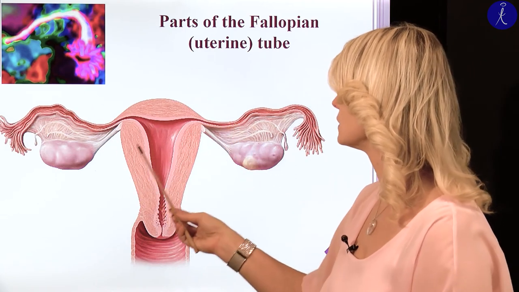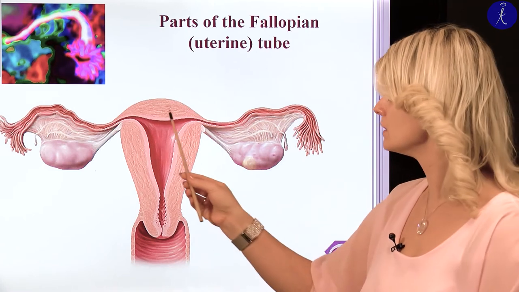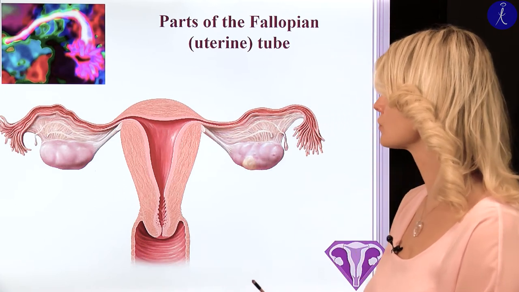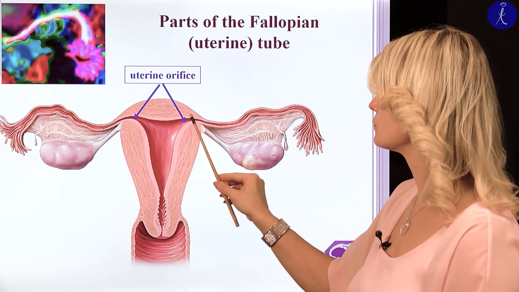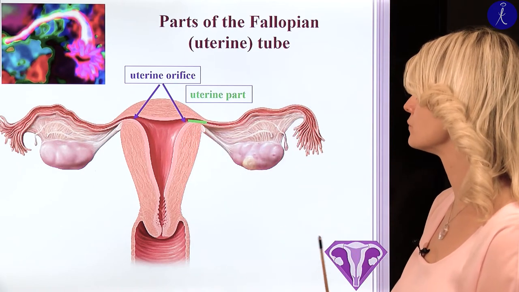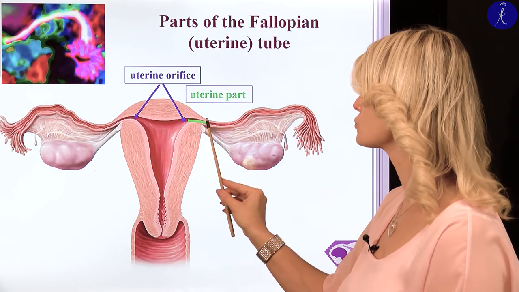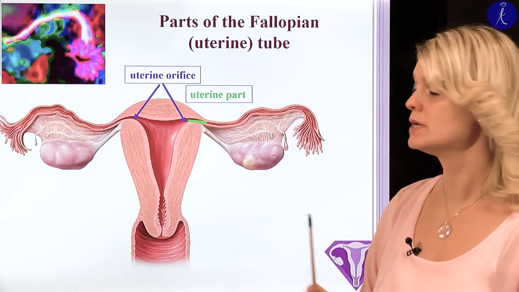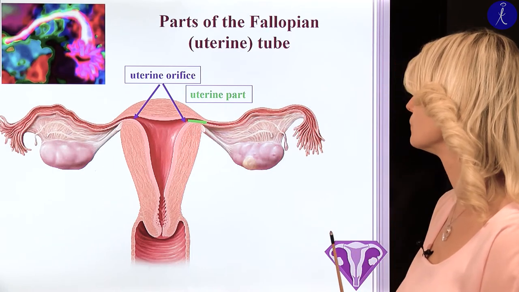Now, I would like to continue with the description of the fallopian tube. Here you can see the two tube-shaped structures. First, it will originate from the uterus, is called the uterine orifice of the fallopian tube. After, we have a very small, narrower portion when it goes through the myometrium. This is called the uterine part of the fallopian tube.